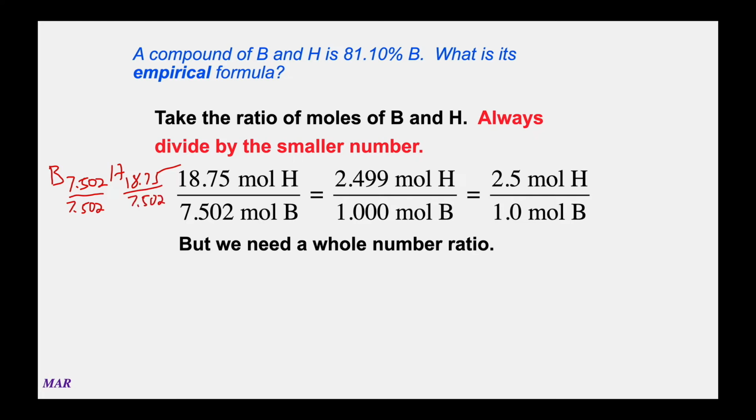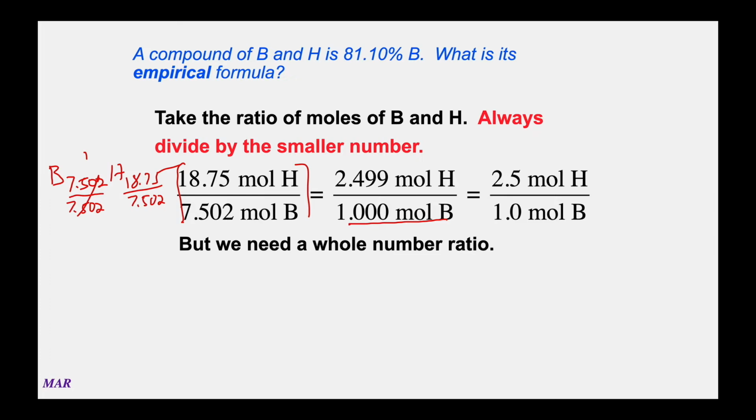So 7.502 is smaller than 18.75. And 7.502 divided by itself is 1. And that's what I'm doing right here. We're taking the bigger number and dividing it by the smaller number. That automatically means that the smaller number is going to be 1. And in this case, you end up with a ratio which is almost 2.5.